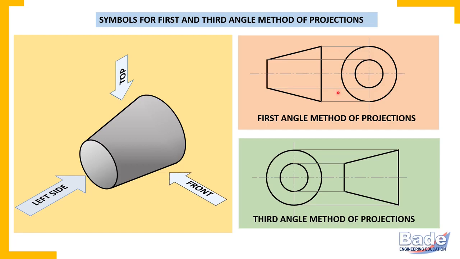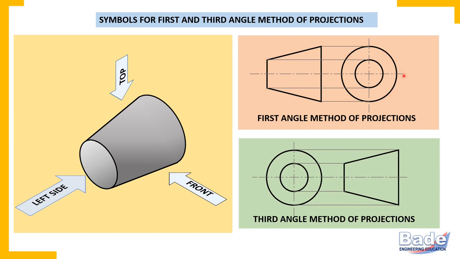These two views suggest that the left side view is drawn on the right side of the front view. That is first angle method of projection. So when we use first angle method of projection, we need not mention it in words. Instead, we draw just these two views of the frustum of a cone. This symbol suggests that the first angle method of projection is used in that particular drawing sheet.